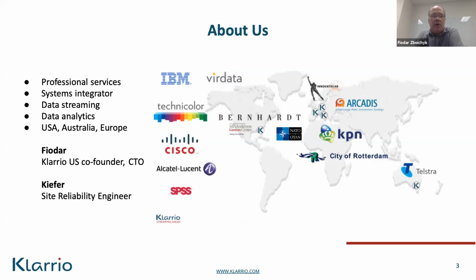Who are we? We're Klarrio. We're a professional services company and a system integrator. We rely heavily on open source technologies to create solutions for our clients. We focus on data streaming and data analytics. On the left side of the picture, you can see where we came from: IBM, Technicolor, Alcatel, SPSS. And there are some of our clients. The little K in the circle is where our offices are. We have a US office, an Australia office, and a few European countries. And some of our clients, KPN in the middle being the biggest, a Dutch Telecom, for whom we built a data streaming platform.